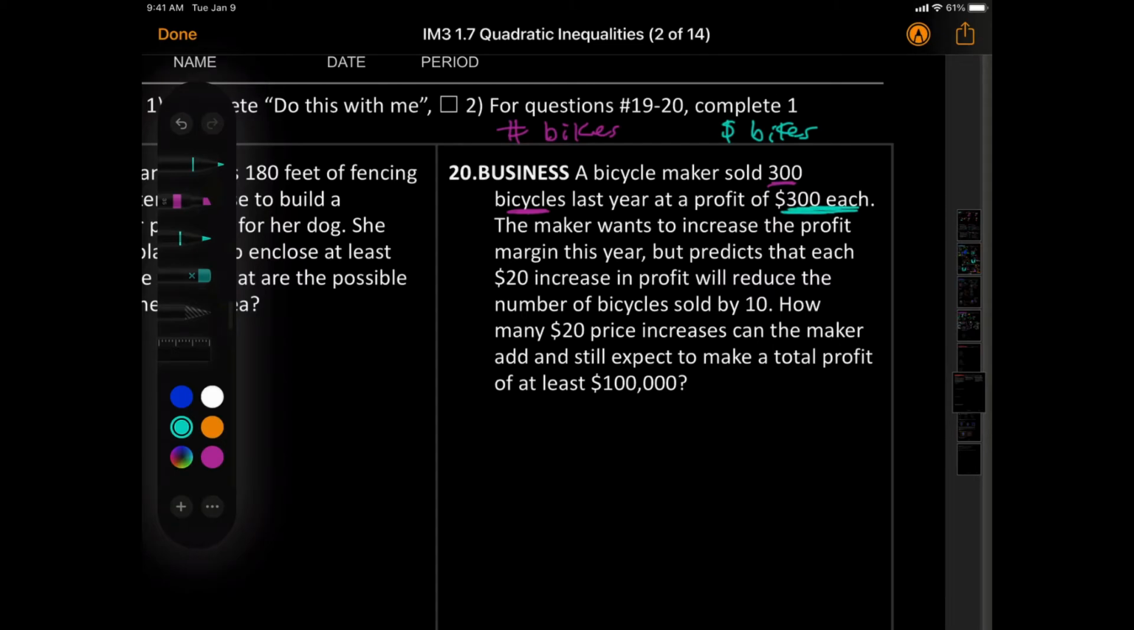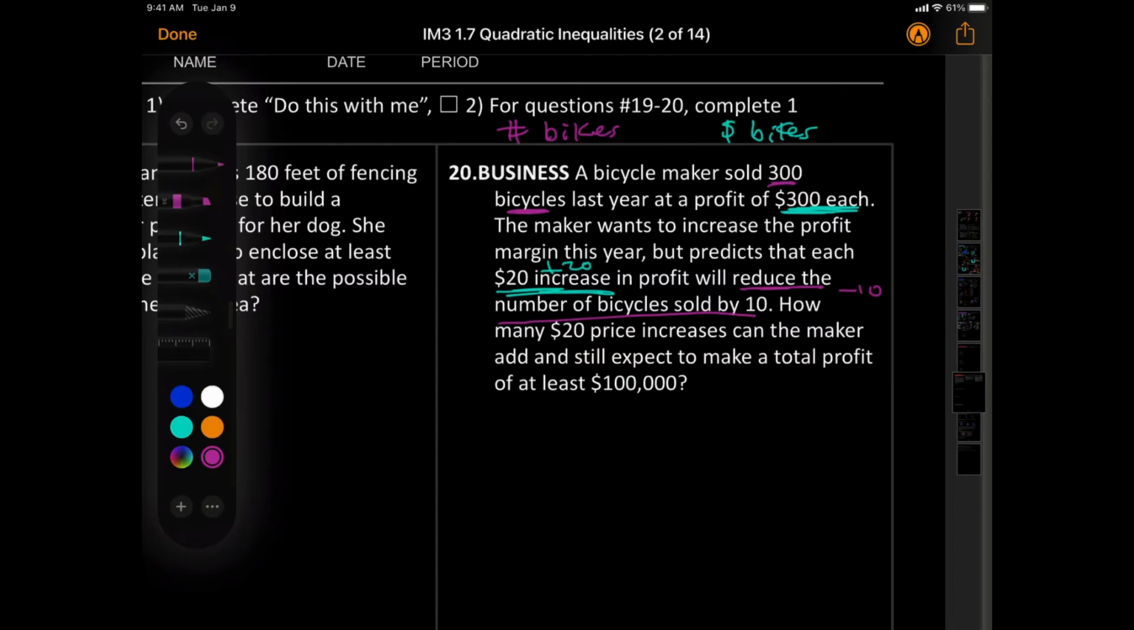The maker wants to increase the profit margin this year, but predicts that each $20 increase, so $20, is money, which is going to be blue, and increase here I'm going to write is plus 20. That means increase. Will reduce the number of bikes sold. So reduce is subtraction, and this represents the number of bikes, so that would be a minus 10. How many $20 price increases can the maker add and still expect to make a total profit of at least $100,000? We did a problem very similar back, I believe in lesson 1.1 or 1.2 about the ski trips.